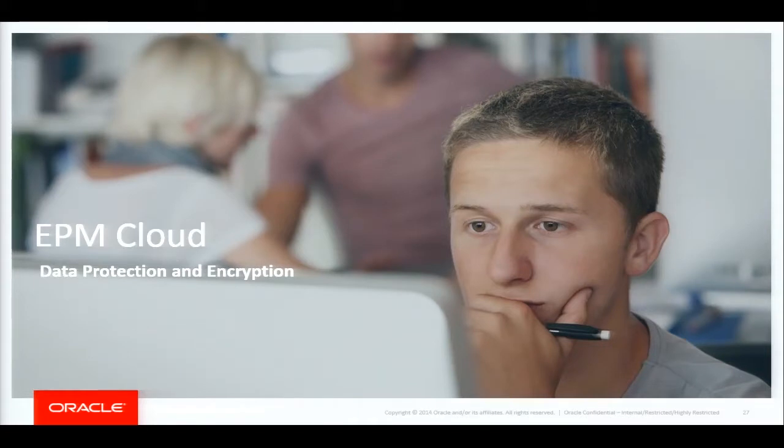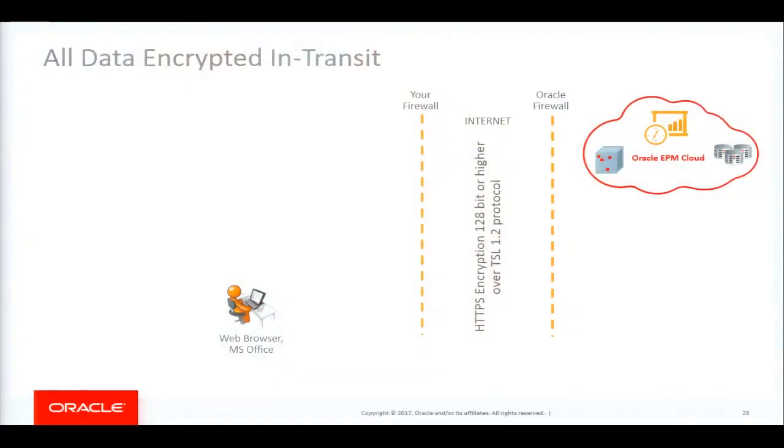Data protection and encryption. What time are we over? Over in 10 minutes. I'm going to go really quick. Okay. All the data in EPM Cloud is encrypted in transit. TLS 1.2. Everything. You can't get in because you don't have any open, non-encrypted ports. So the only way you're getting in is through encryption.